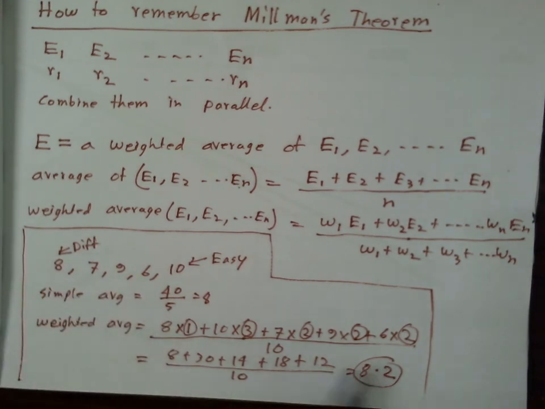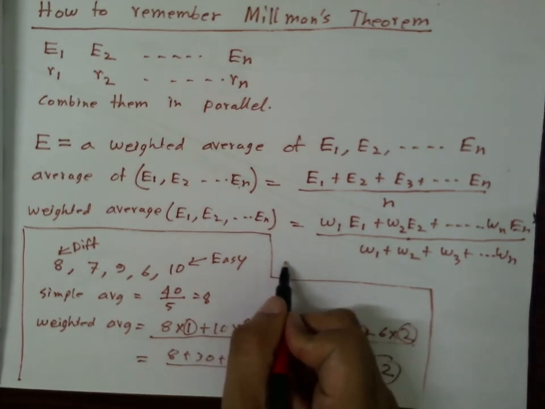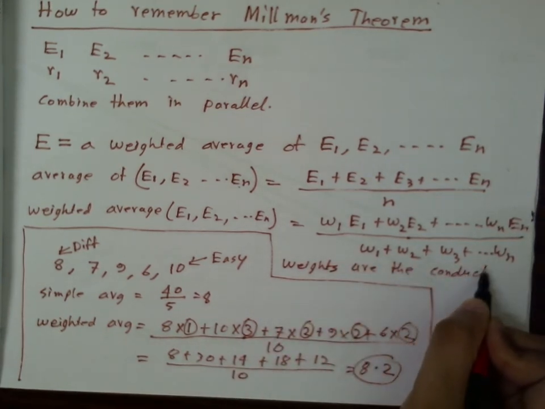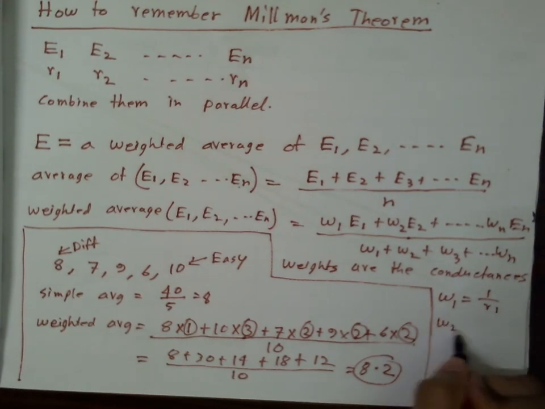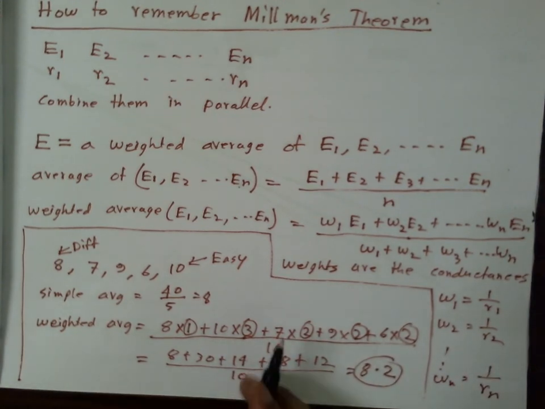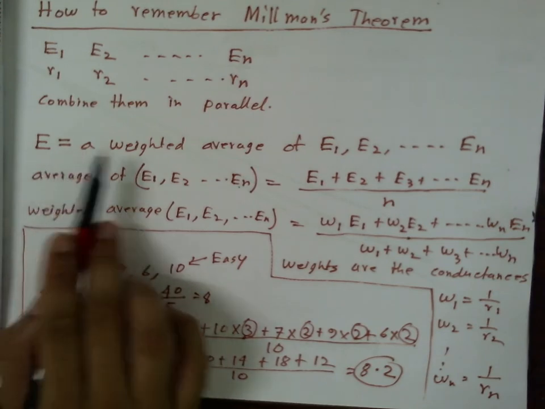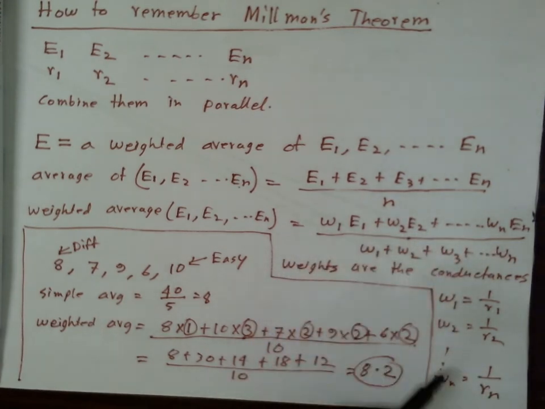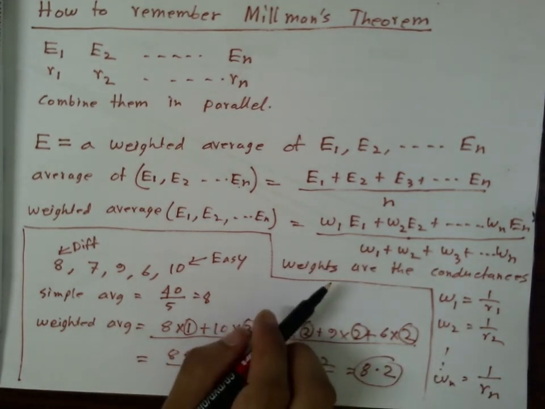And in case of Millman's theorem, these weights are nothing but the corresponding conductances. So here the weights are the conductances: W1 is 1 by R1, W2 is 1 by R2, and Wn is 1 by Rn. So the parallel combination is equivalent to the weighted average of these individual EMFs, where the weights are the corresponding internal conductances of the individual cells.